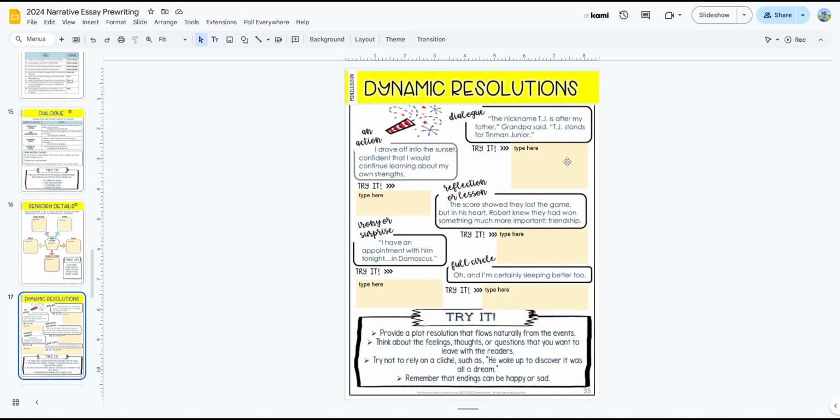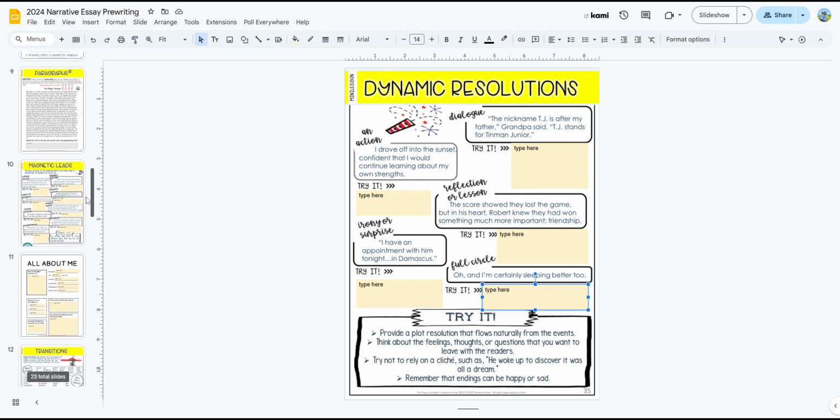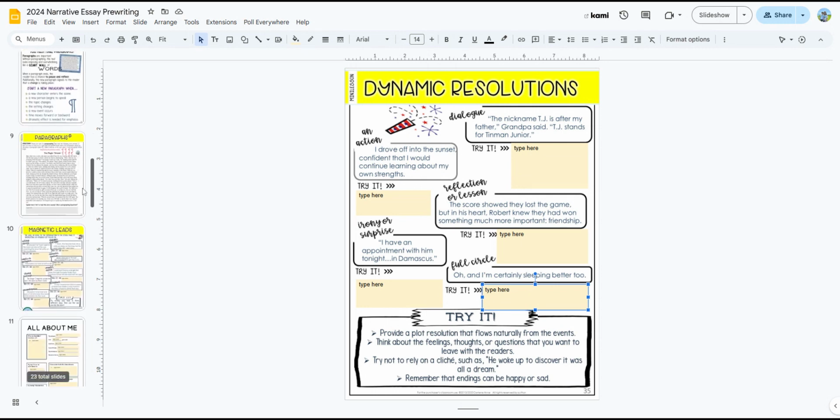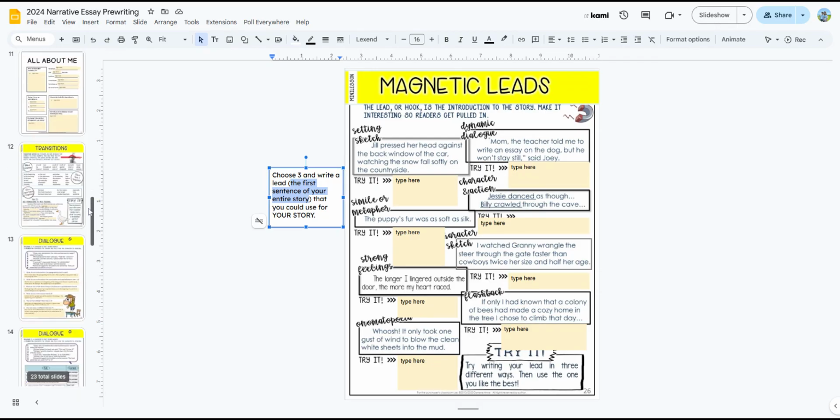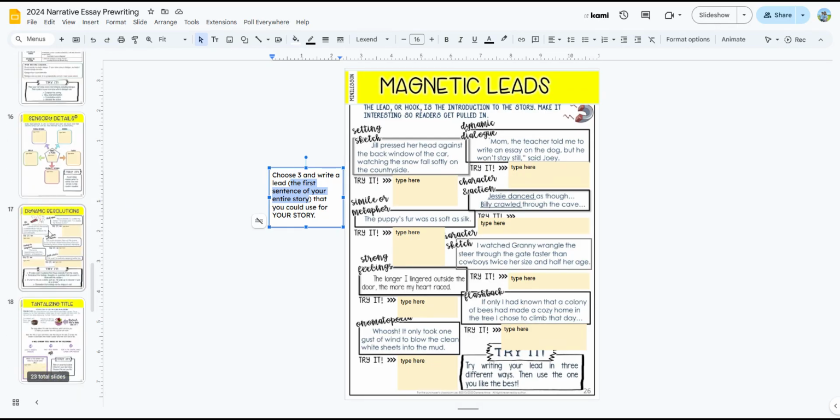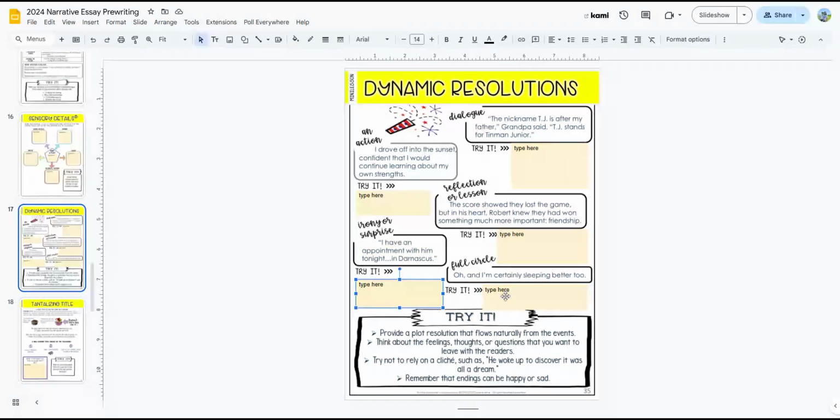And then I'll remind you too, just in case. You're writing these ones on this dynamic resolution for your story. I got asked many, many times about the introduction one, the magnetic leads: are we writing this for our own story, even though right here it says the first sentence of your entire story that you could use for your story? So it's the same thing with our resolutions. This works for your story. You are writing possible last sentences for your story here.